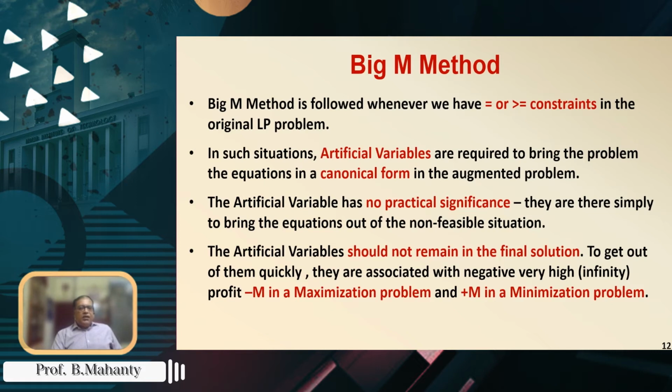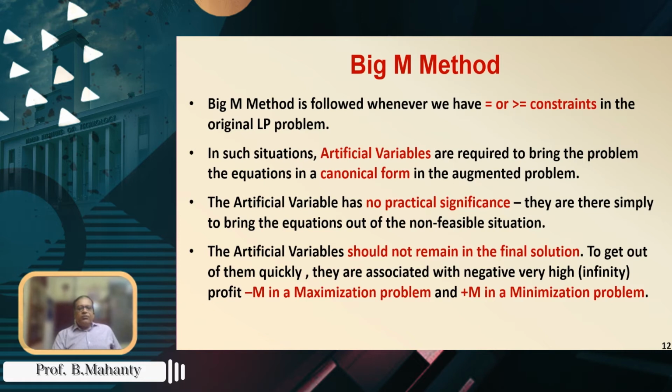original LP problem. In such situations, artificial variables are required to bring the equations in the problem into a canonical form in an augmented problem. The artificial variables have no practical significance. They are there simply to bring the equations out of the non-feasible solution. Because the problem is not feasible, to make it feasible, artificially we are taking the artificial variables. The artificial variables should not remain in the final solution.